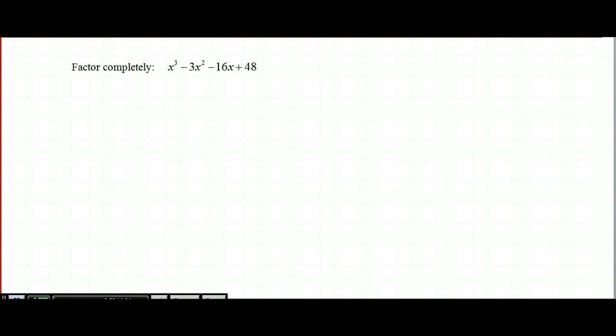Factor completely: x cubed minus 3x squared minus 16x plus 48. Okay, so let's see how we would start this. I have four terms here: cubed, squared, x, and a constant term. So I'm going to want to factor this by grouping. Certainly, I want to take these two and group them, and these two and group them, because obviously I can't take a single greatest common factor out of all four of them. It doesn't exist.